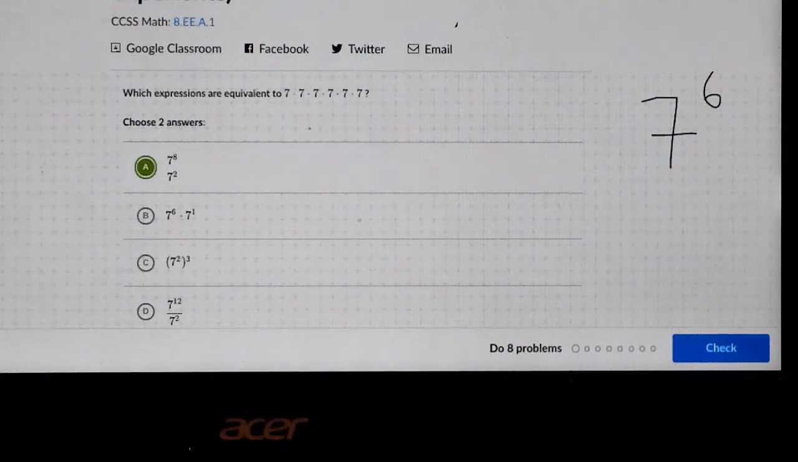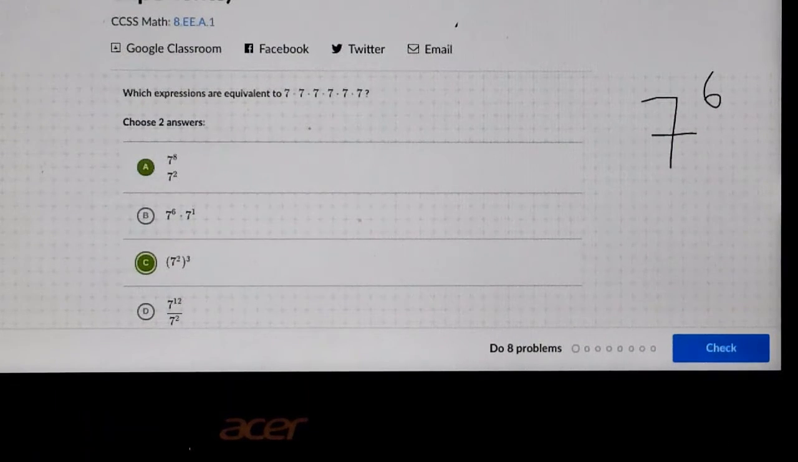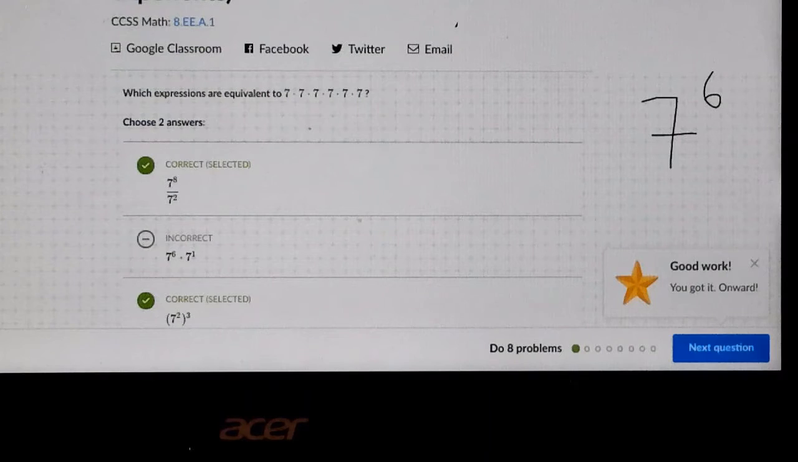And C, 7 to the 2nd power and all to the 3rd power. Power of a power, so I need to multiply them. 2 times 3 is 6. So C also works. They asked me to pick two answers, but let's see why D is not. D is a division, so I need to subtract. 7 to the 12th divided by 7 to the 2nd is 7 to the 10th. So A and C would be your answer. There you go.